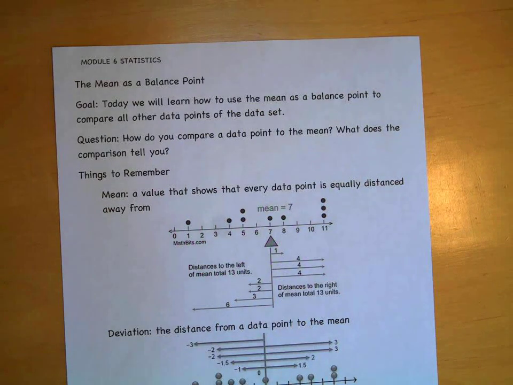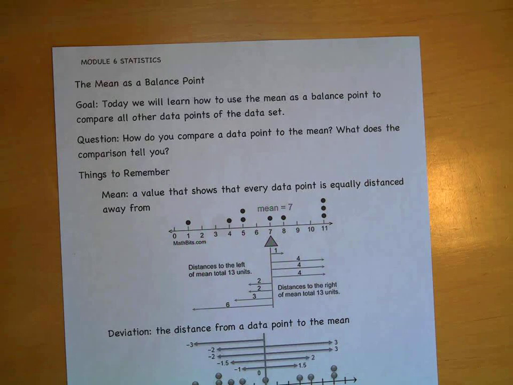When we're using it as a balance point, we're literally thinking of a teeter-totter. Instead of it flipping on one side or the other like a teeter-totter does, we want it to be balanced, equally even on both sides. Today we will learn how to use the mean as the balance point to compare all other data points of the data set. The question I want you to think about in this lesson is, how do you compare a data point to the mean? What does the comparison tell you?